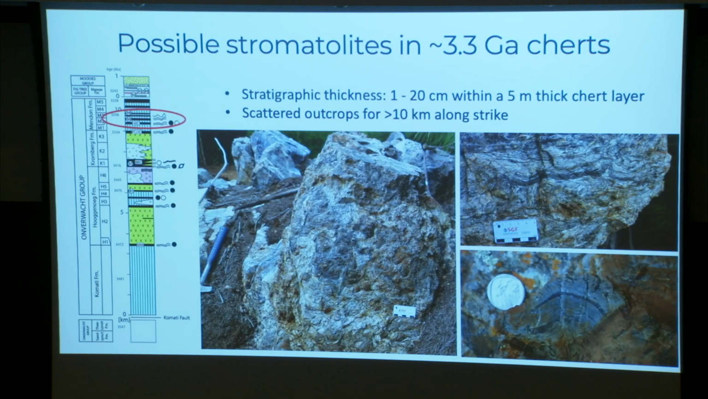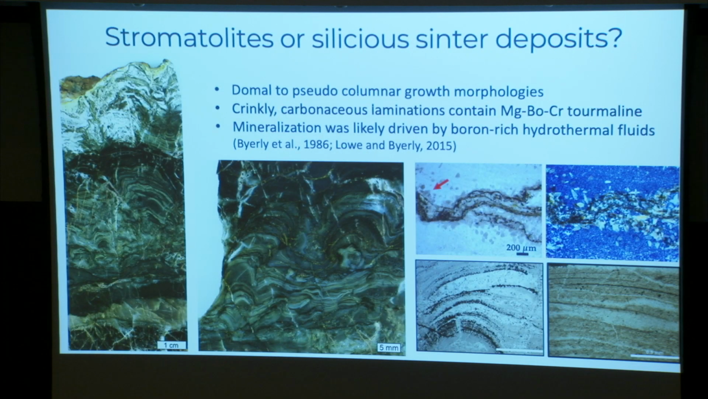So moving upward a bit in the stratigraphy, we are now at the Mendon chert. These are 3.3 billion-year-old cherts, and in the 80s there was a publication by Gary Byerly, who described these structures as potential stromatolites. So once again, these crinkly laminations, little domes. This is an outcrop view, so we are looking downwards on these cauliflower-like structures. If you have a closer look and cut your sample open, you see domal to pseudocolumnar growth morphologies that really resemble what we think stromatolites should look like.